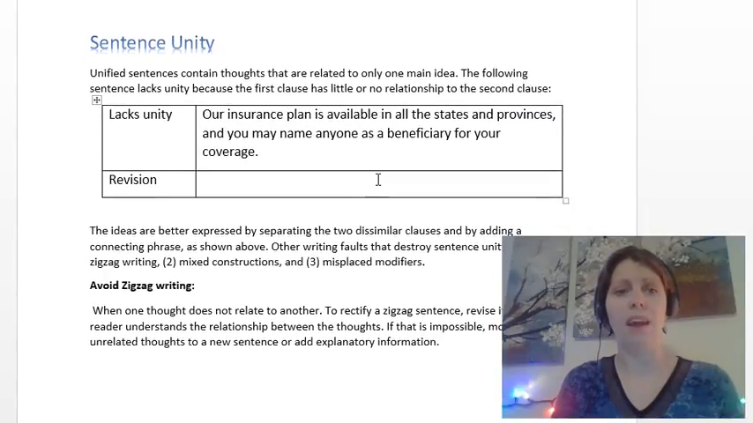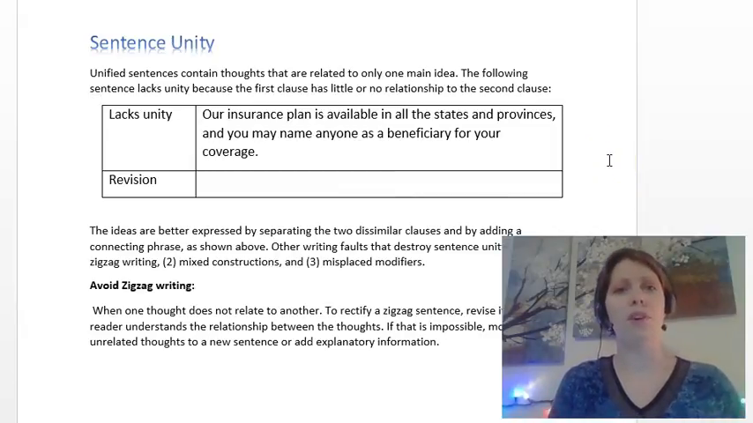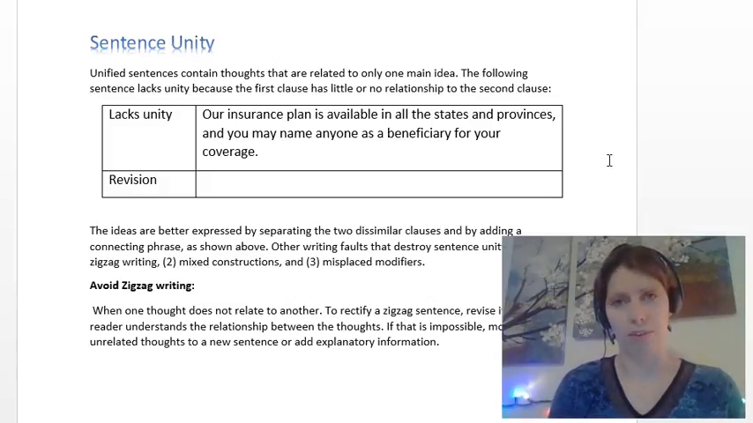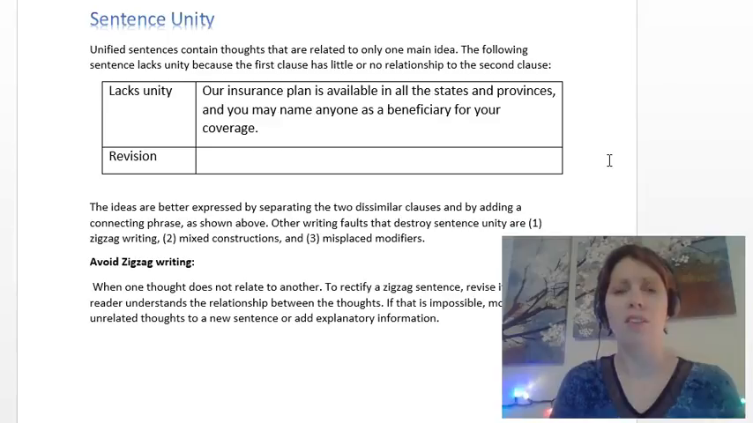All right, and the last subject tonight is sentence unity. So unified sentences contain thoughts that are related to only one main idea. The following sentence lacks unity because the first clause has little or no relation to the second clause. All right. Our insurance plan is available in all the states and provinces, and you may name anyone as your beneficiary, as a beneficiary for your coverage.